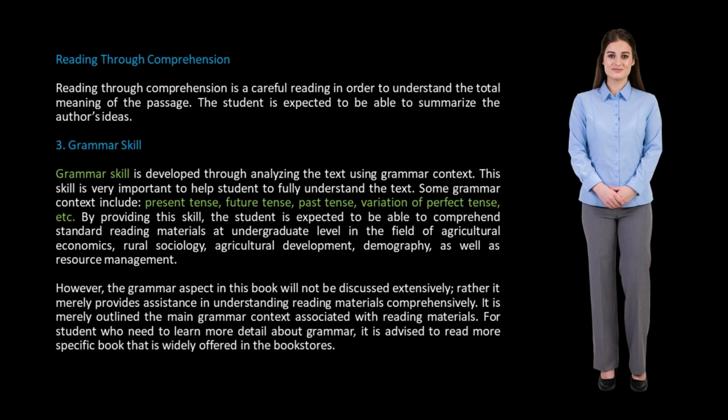By providing this skill, the student is expected to be able to comprehend standard reading materials at undergraduate level in the field of agricultural economics, rural sociology, agricultural development, demography, as well as resource management. However, the grammar aspect in this book will not be discussed extensively. Rather, it merely provides assistance in understanding reading materials comprehensively. It merely outlines the main grammar context associated with reading materials. Students who need to learn more detail about grammar are advised to read a more specific book that is widely offered in bookstores.